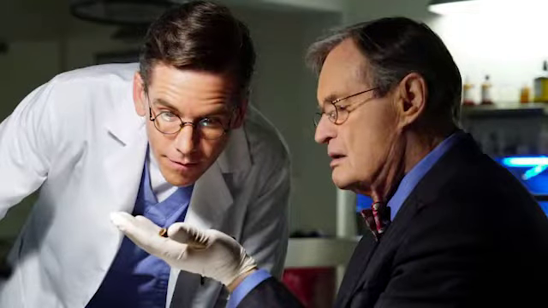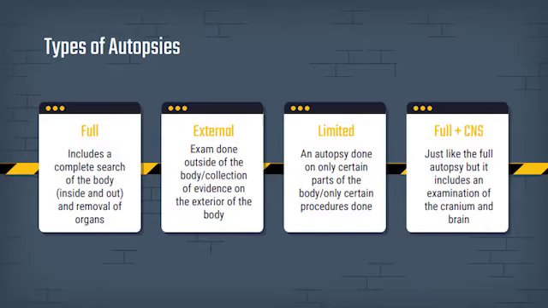There's the full, which is basically what you see on TV with a full body search and removal of organs. The external is none of the Frankenstein stuff, only an exam on the external wounds and clothes. The limited is like the full, but not everything may be taken out. On the flip side, a full with CNS, central nervous system, is like the full but with an autopsy of the brain.